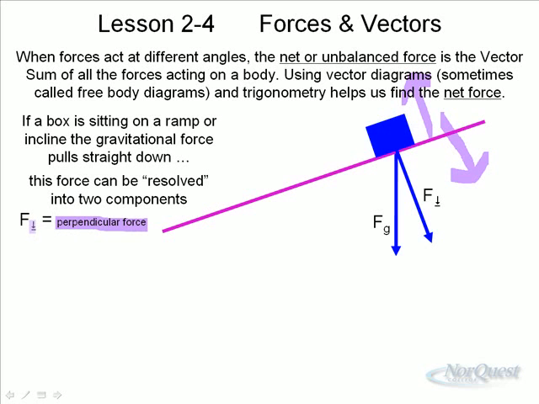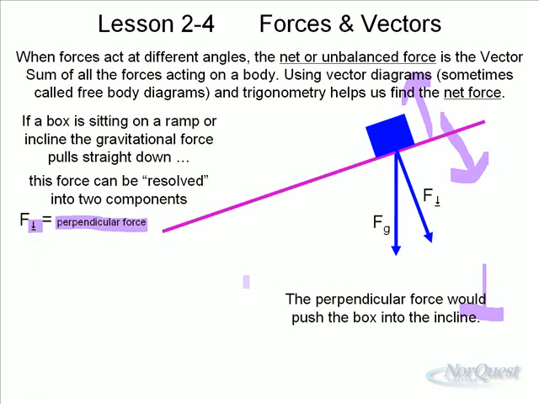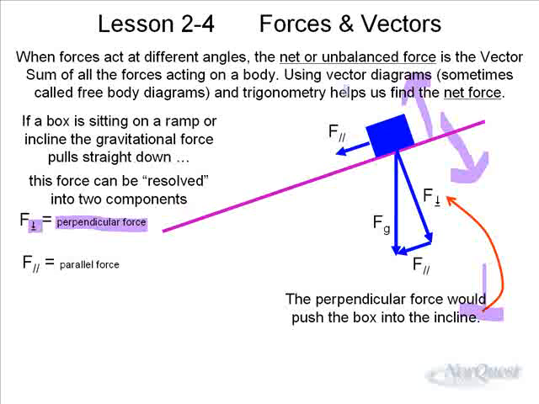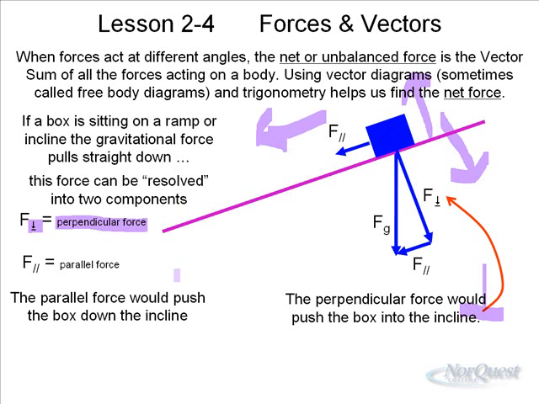This little symbol here should look more like this. It's just basically a straight line, and of course we also have the perpendicular force pushing down into the incline, and then we have the parallel force which pushes down the incline. So one part of gravity pushes into the incline, the other one pushes down the incline. We call that the parallel force, pushing down the incline, and there you have it.